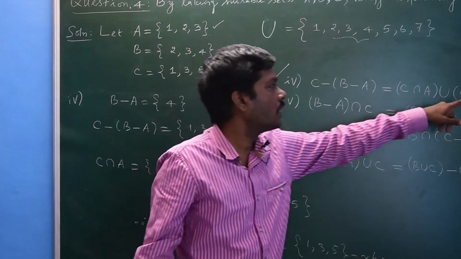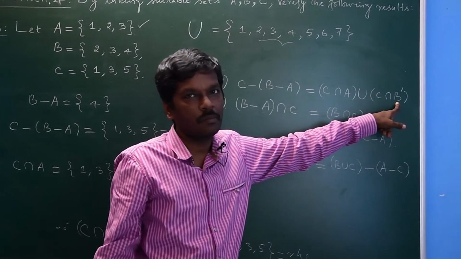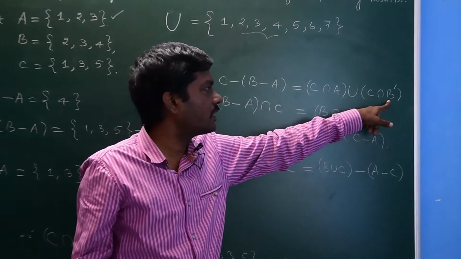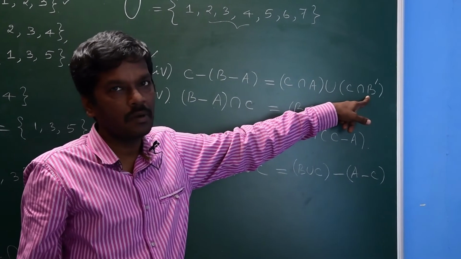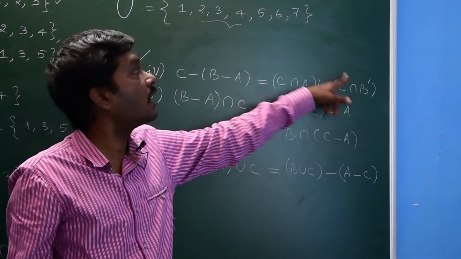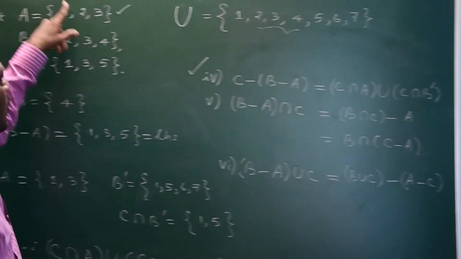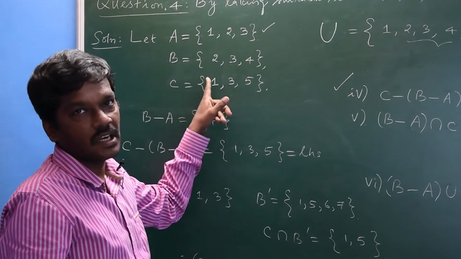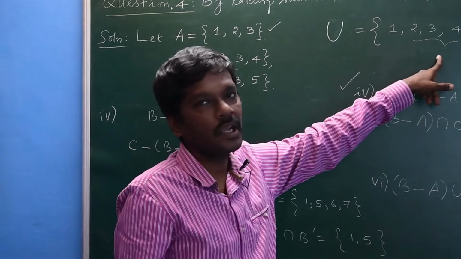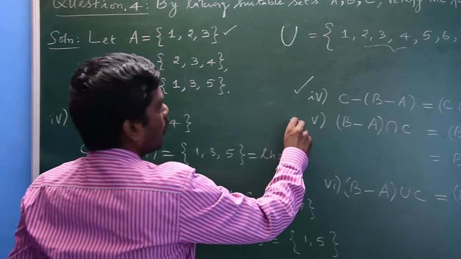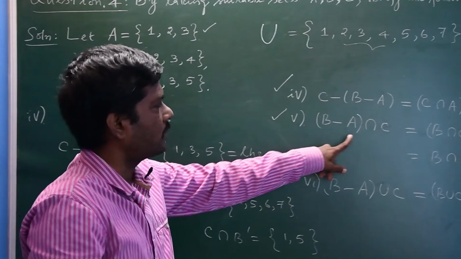I remind you, whenever you have a complement in the problem, we are supposed to have a universal set, which includes all the elements of the sets that we have taken into account. Okay, right. Now we move on to solve the fifth problem.